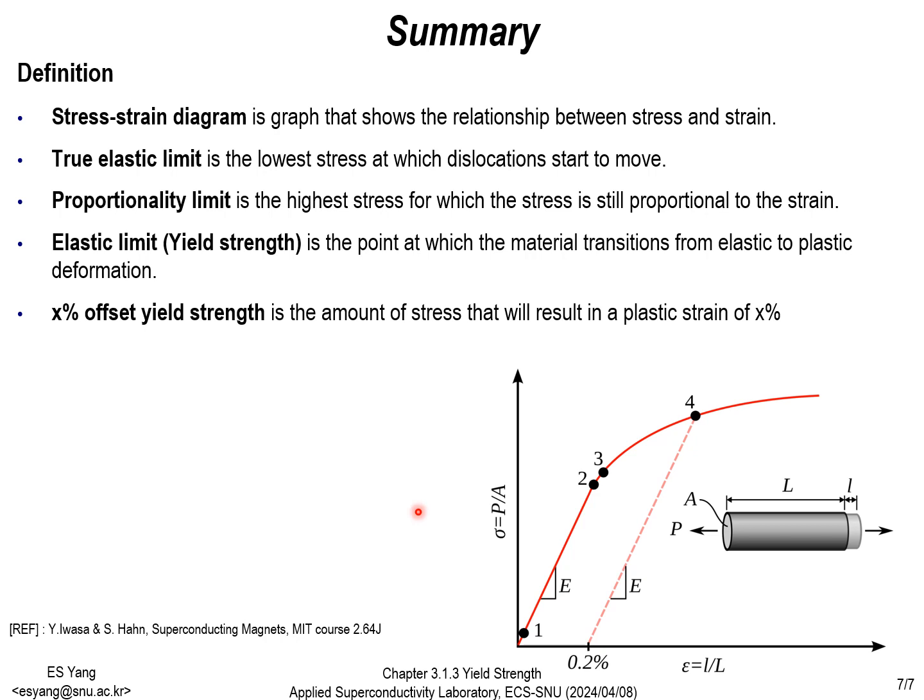In summary, the stress-strain diagram shows how stress and strain relate to each other. The true elastic limit is the smallest stress level where dislocations start. The proportional limit is the highest stress where stress and strain are still proportional. The elastic limit, also known as yield strength, is where the material shifts from elastic to plastic deformation. The X% offset yield strength is the stress value that corresponds to X% plastic strain.